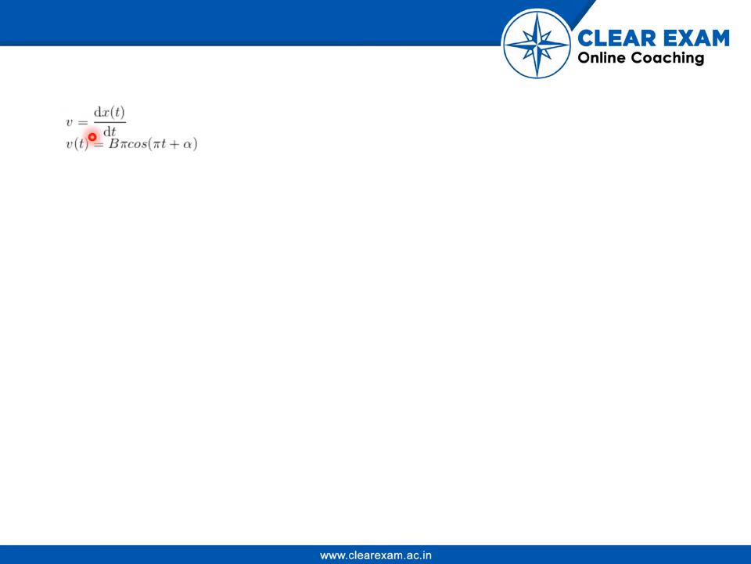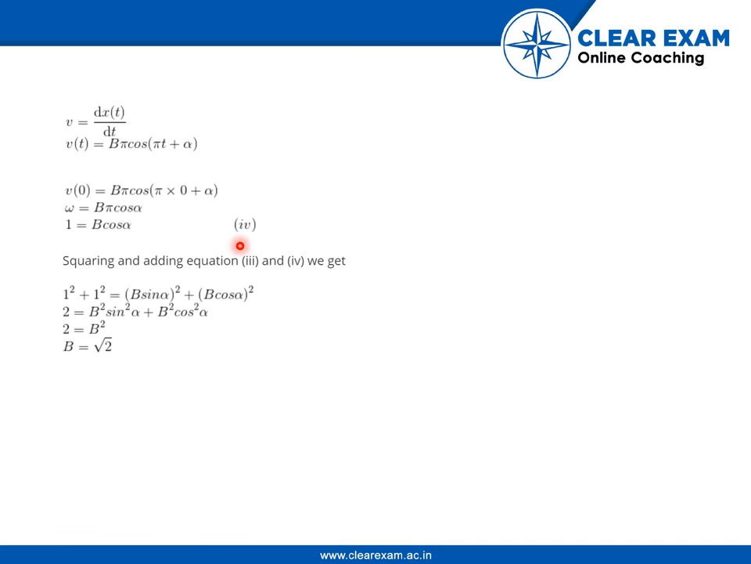Now again with the same process, we need to find the value of b at t equals 0. First of all, we need to differentiate this function x(t) with respect to t, and then we get v(t) equal to b pi cos(pi t plus alpha). So if we put in the value of t here, that is 0, we get 1 equals b pi cos alpha, and that becomes our number 4 equation.